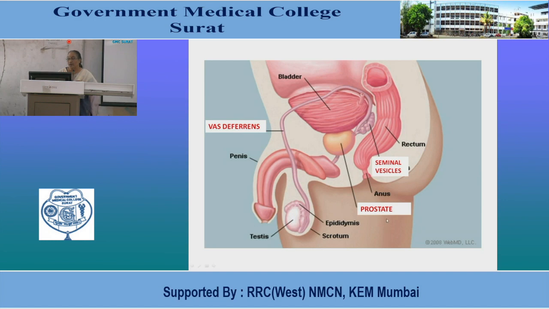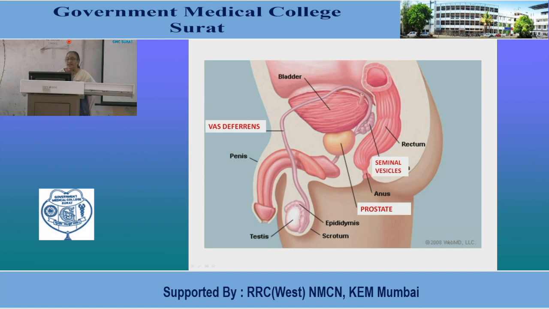Now we will study number 1, the prostate; number 2, the seminal vesicle; number 3, the vas deferens; and number 4, the male urethra, which traverses through the prostatic part, then the bulbar part, and the penile part. We will go into detail one by one. This figure shows all 4 organs along with the male reproductive system.